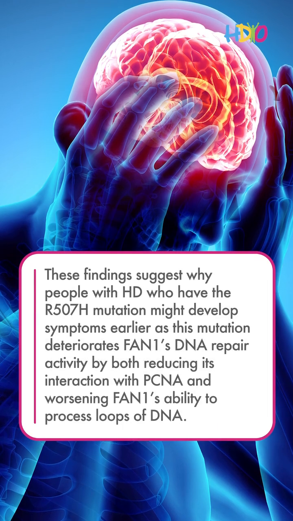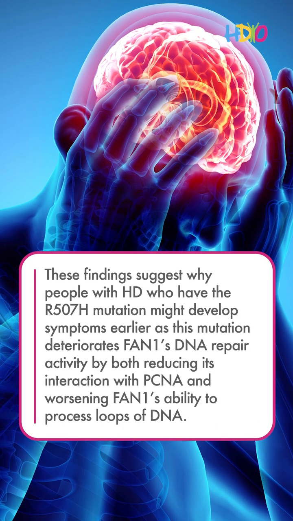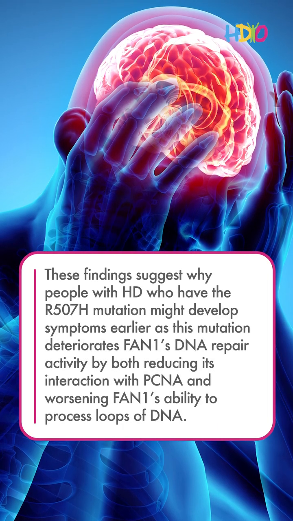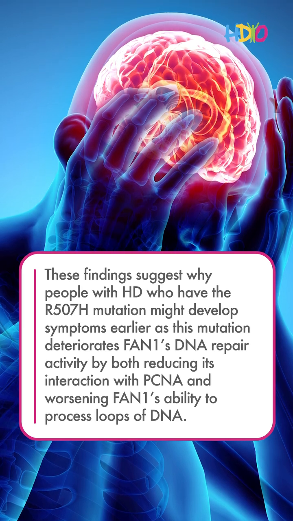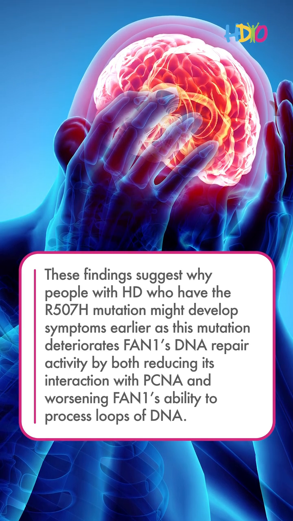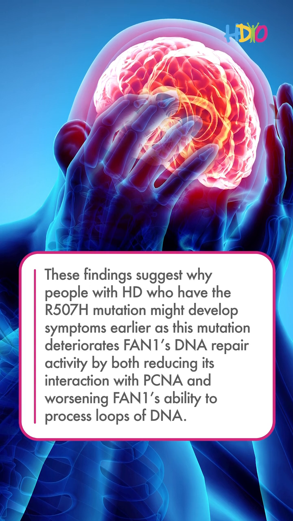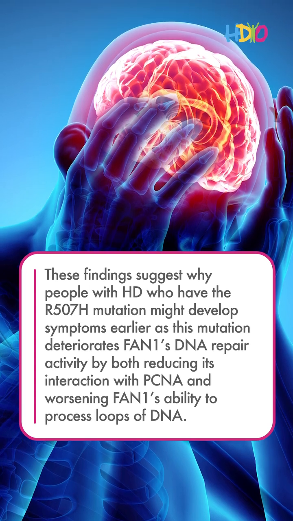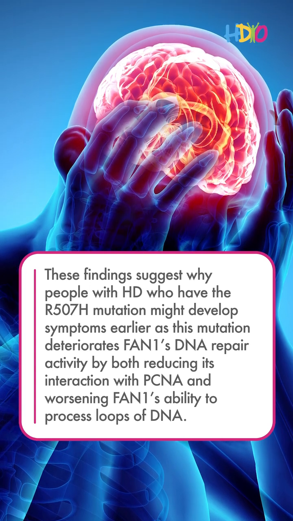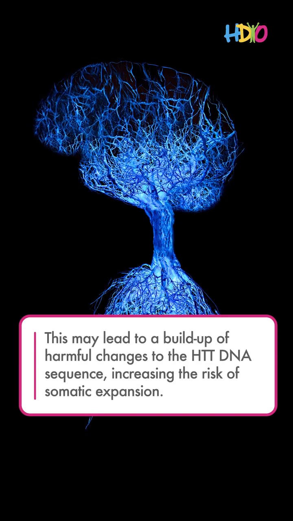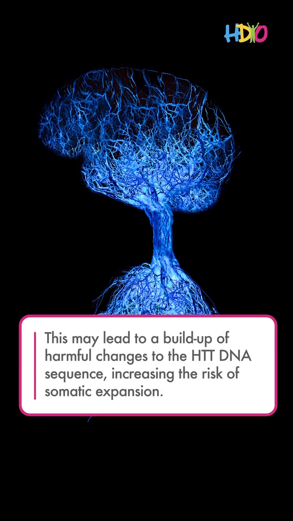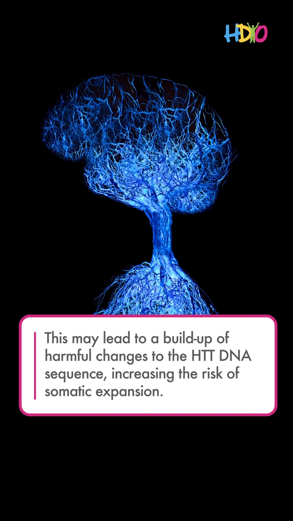These findings suggest why people with HD who have the R507H mutation might develop symptoms earlier, as this mutation deteriorates FAN1's DNA repair activity by both reducing its interaction with PCNA and worsening FAN1's ability to process loops of DNA. This may lead to a buildup of harmful changes to the HTT DNA sequence, increasing the risk of somatic expansion.